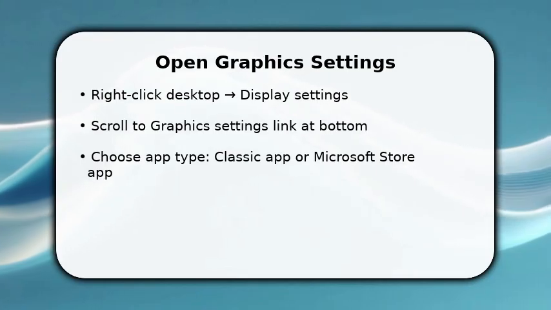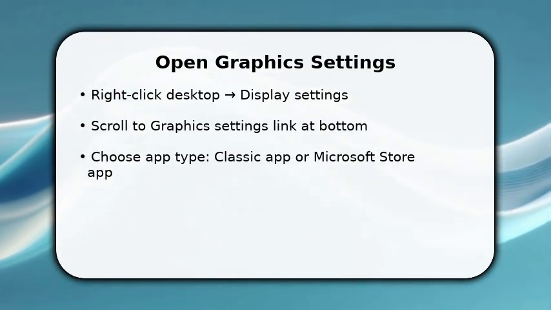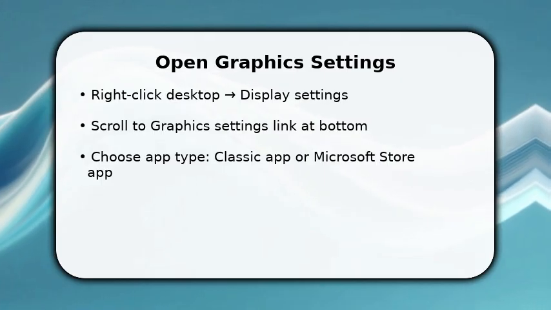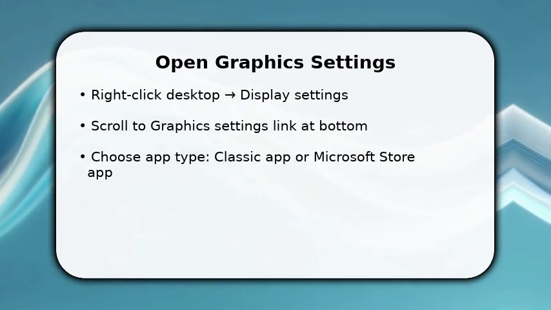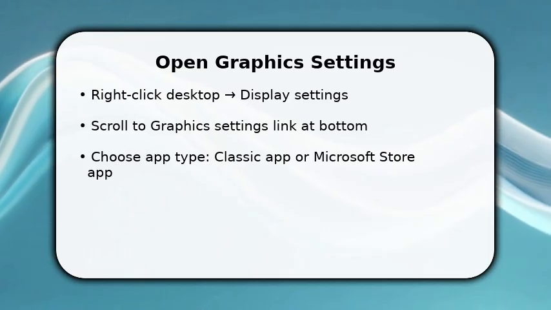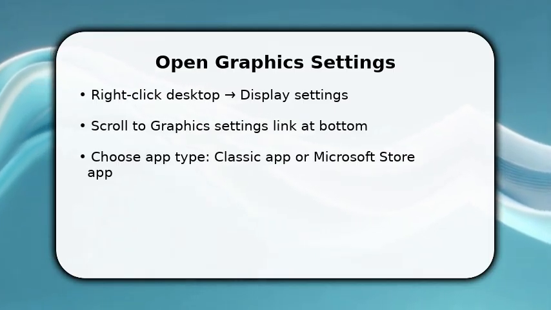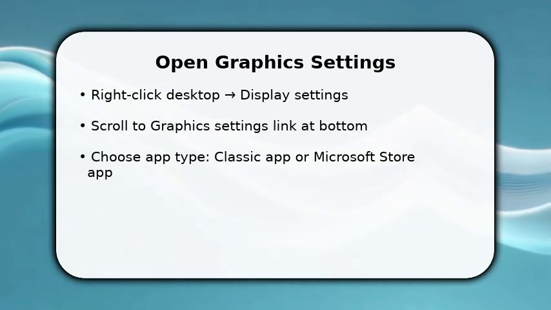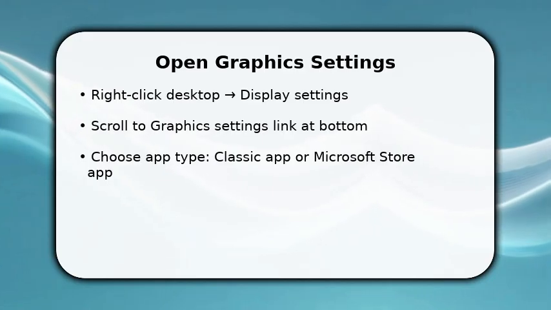You'll start by opening Display Settings immediately. Right-click the desktop and pick Display Settings. Once there, scroll down and click Graphics Settings. This takes you directly to per-app GPU controls. Make sure to choose the correct app type: Classic App for exe files or Microsoft Store app for store apps. Then click Browse and locate the program you want to manage.